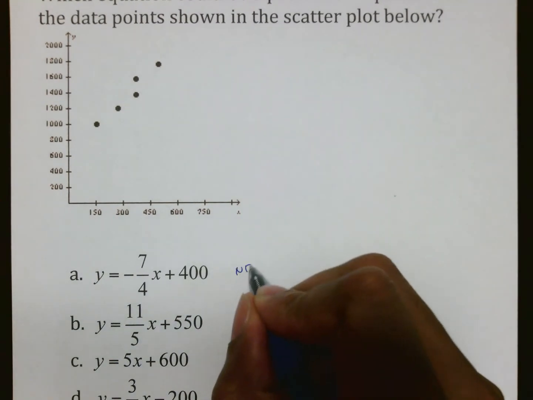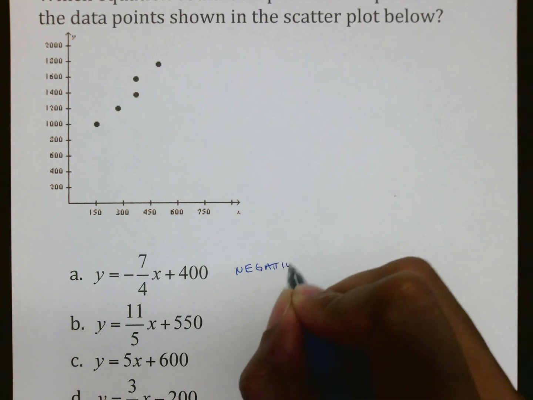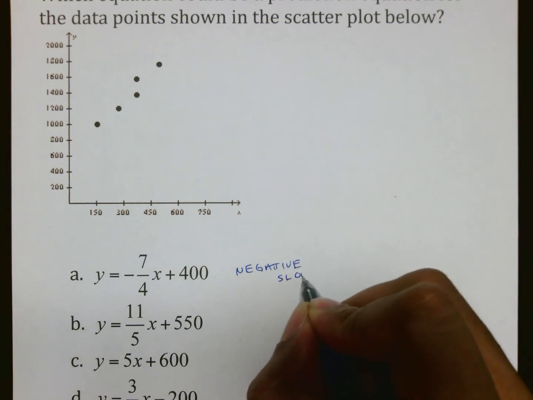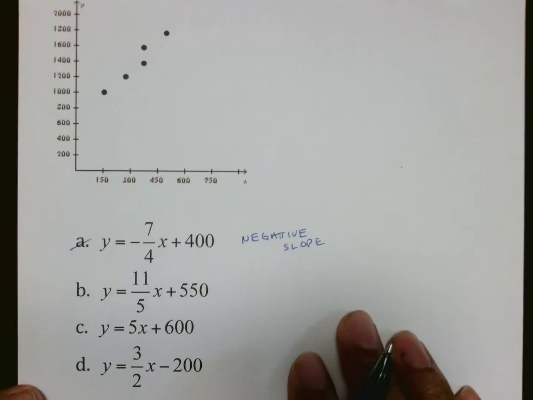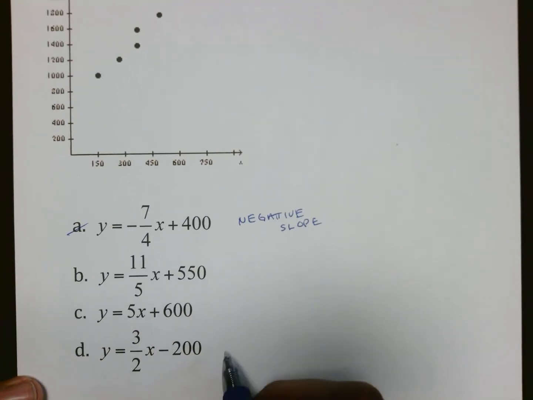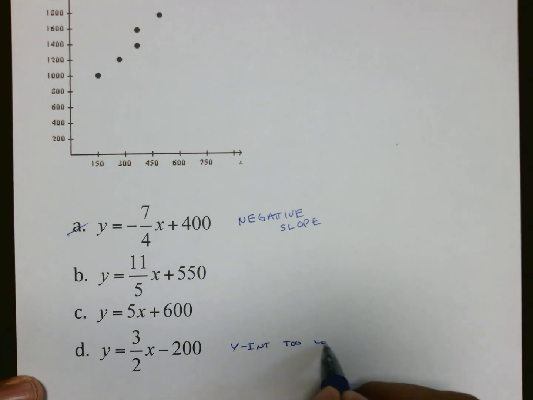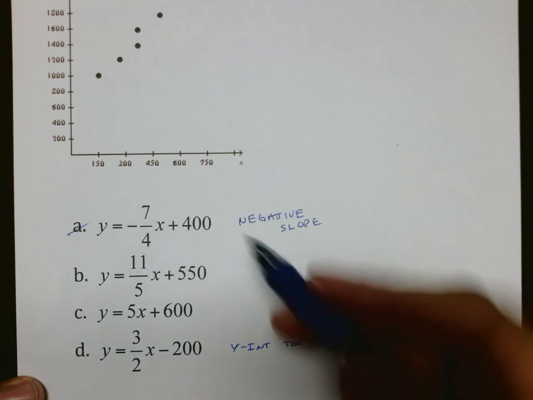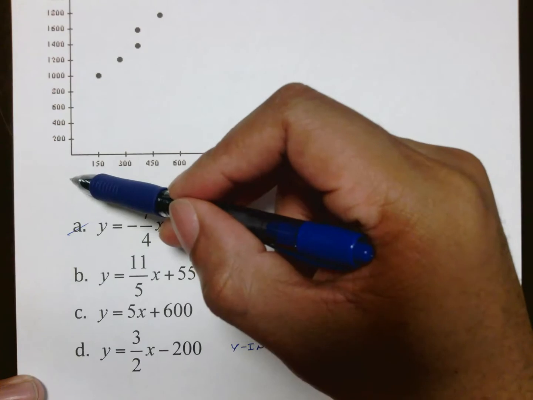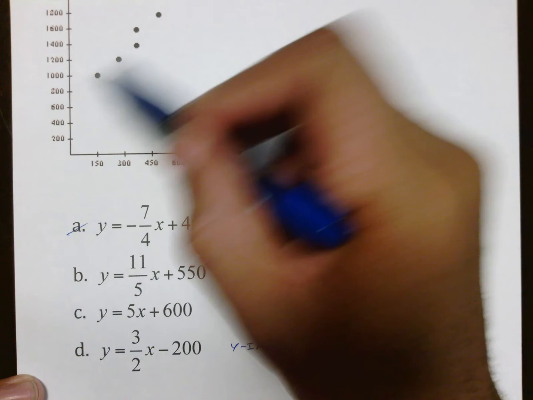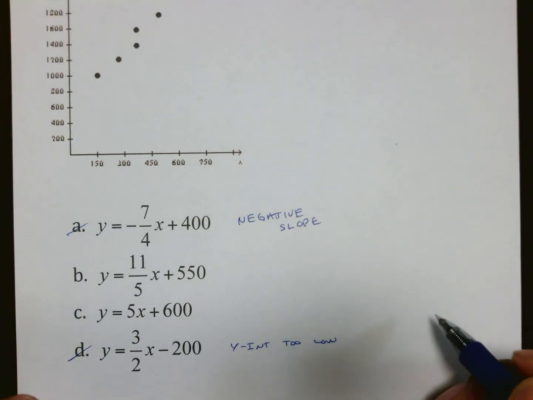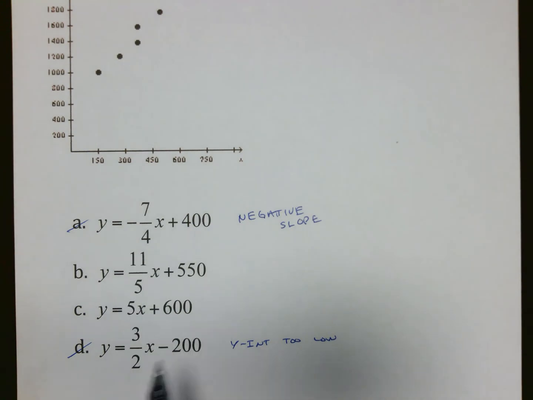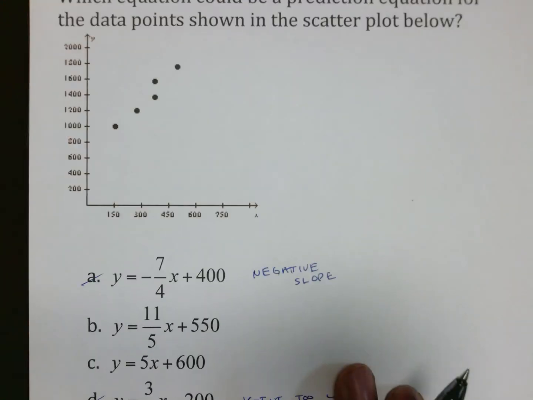First off, this has a negative slope because it's negative 7/4, which means it can't be A. Second, notice that this y-intercept is too low. This is saying that it crosses at negative 200, which means it would be crossing somewhere down here, and we know just by looking that our line of best fit should be somewhere around here. So cross that out. That gives us 2 options between 11/5 x plus 550 and 5x plus 600.